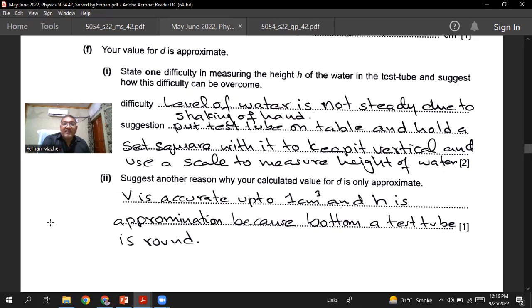So that's why the D value is an approximation, because all the inputs which you have put into calculating the small d, there you have made a little bit of approximation. So V is accurate up to 1 centimeter cube, and H is an approximation because the bottom of the test tube is round, it's not flat.